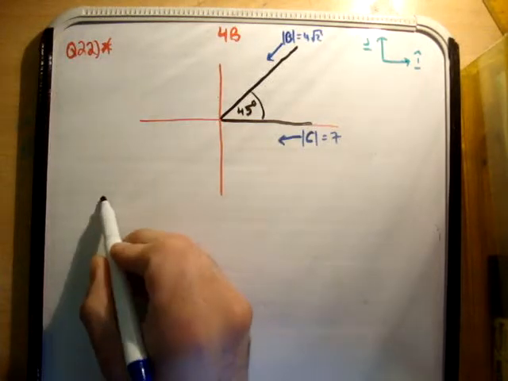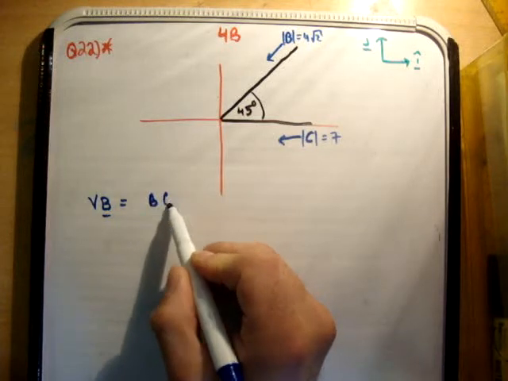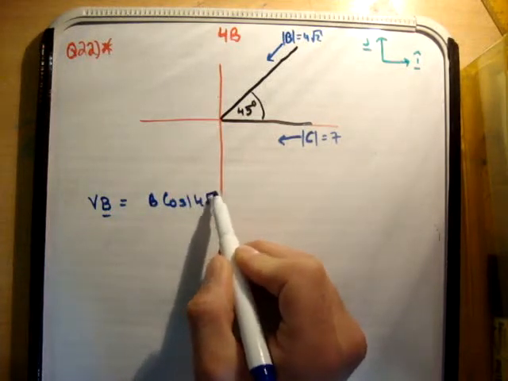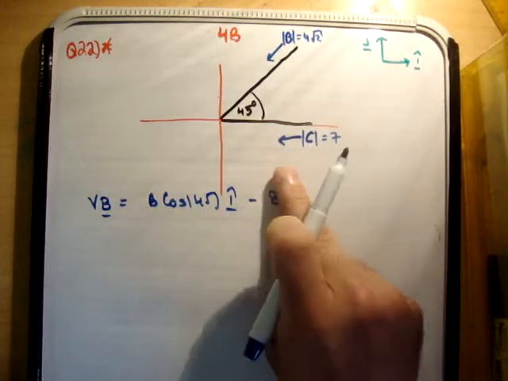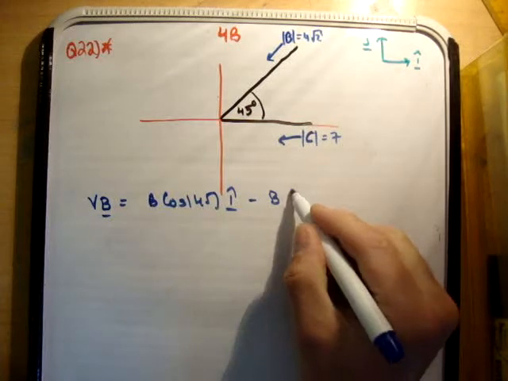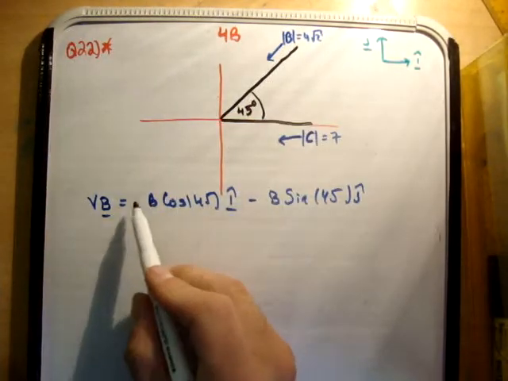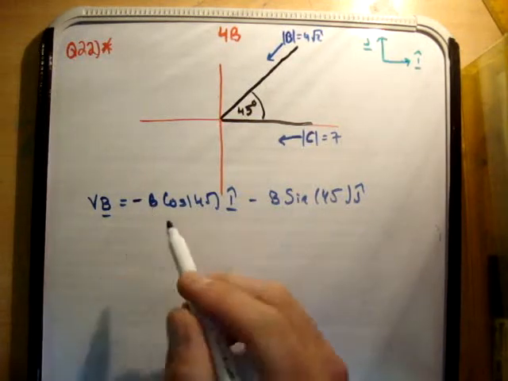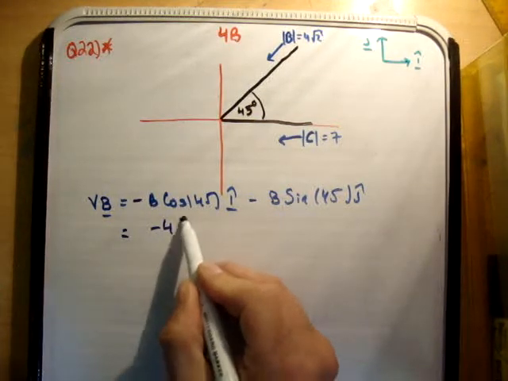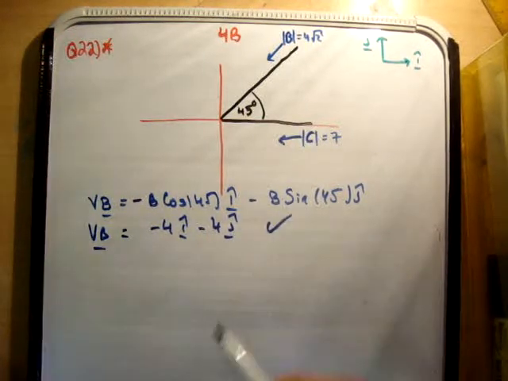So we'll say the velocity of the bus is going to be b cos 45 i minus b sin 45 j. And because of course they're both going in the fourth quadrant, it's going to be negative b, negative i. So you just plug that in, you're going to get b is equal to 4√2. So you're just going to get negative 4 i hat, negative 4 j hat.